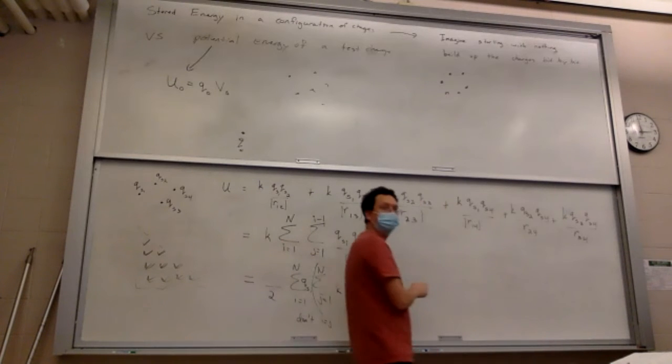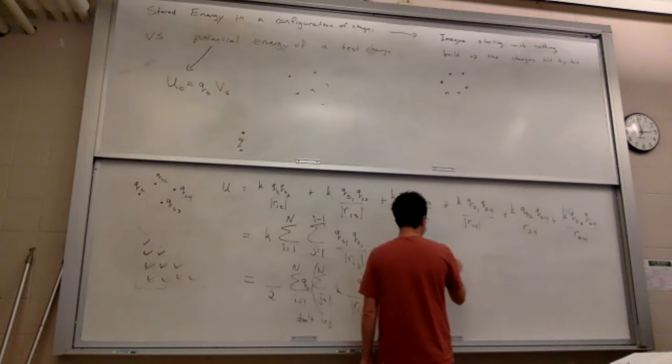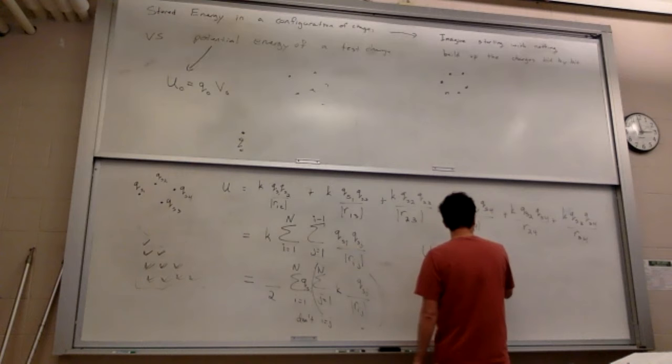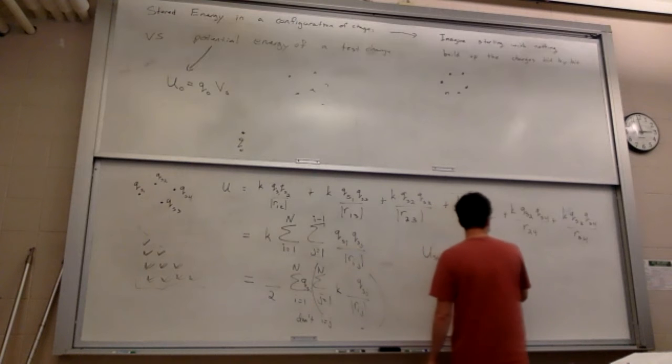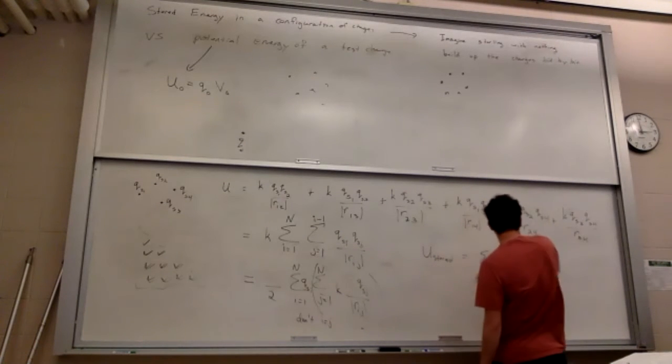Okay. So the stored potential energy, like in a cloud of charge, is the sum over each bit of charge times the potential created by all of the other charges.